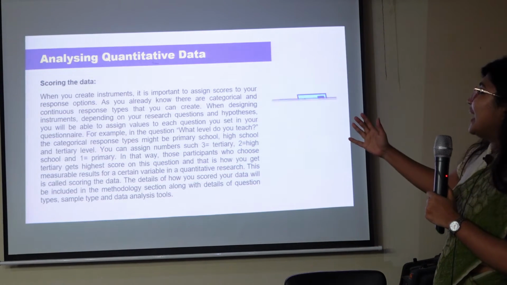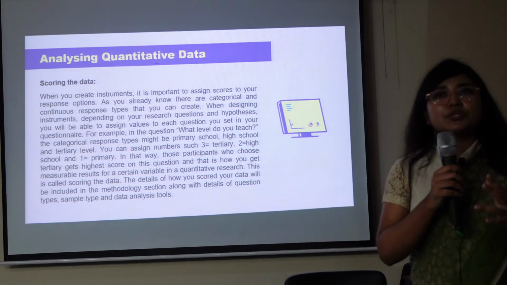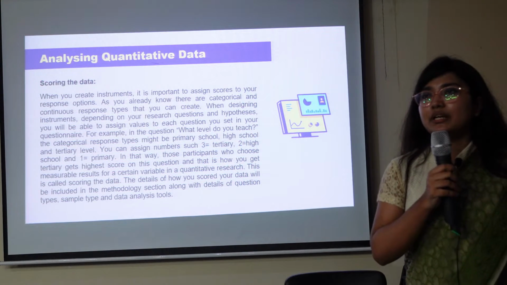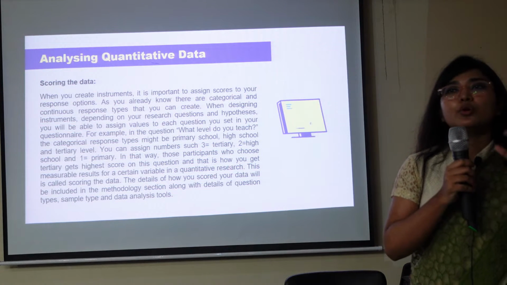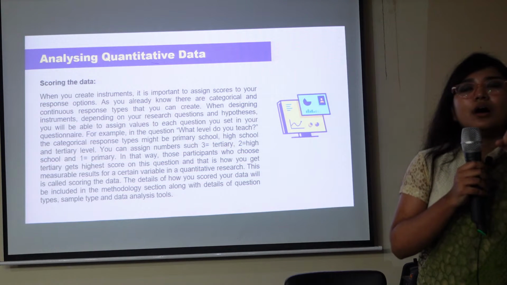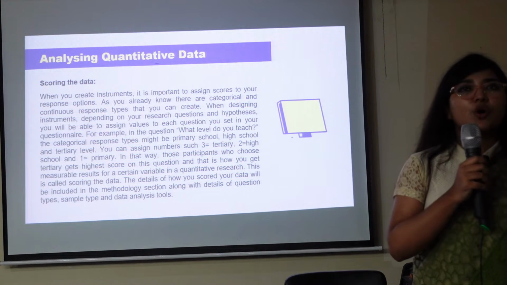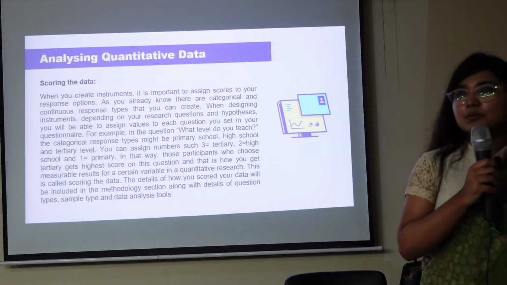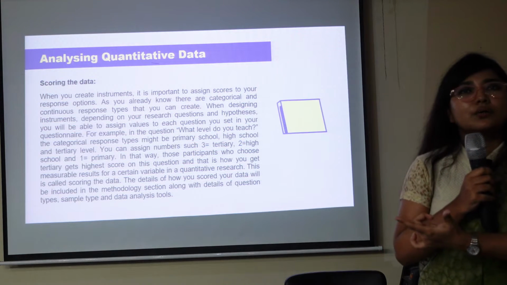So when you create instruments, it is important to assign scores to your response options. Response option যে আমাদের একটু আগে যেগুলো ছিল অর্ডিনাল, তারপরে কোয়াজা ইন্টারভাল, ওগুলোর প্রত্যেকটা will have a number assigned to them, a value assigned to them. For example, I said that strongly agree যদি 5 হয়, if that helps your research to prove, then strongly disagree would be 0 or 1, right?